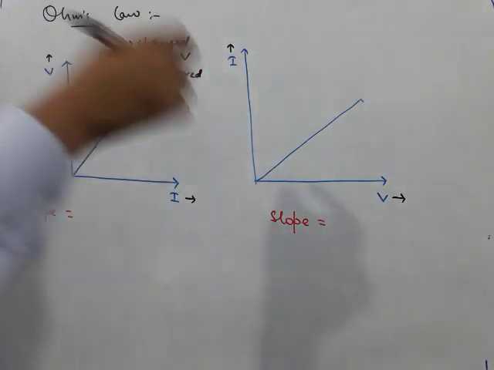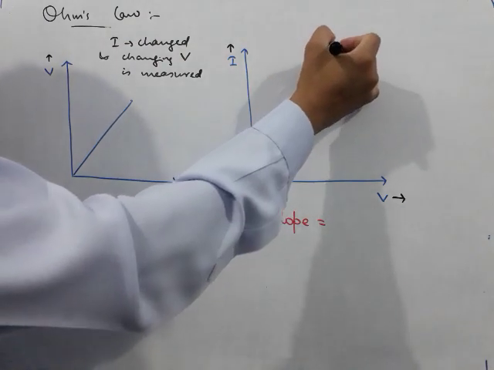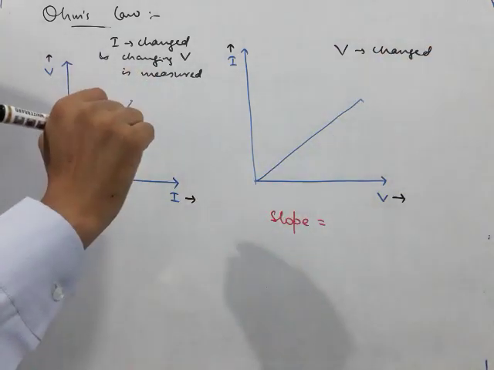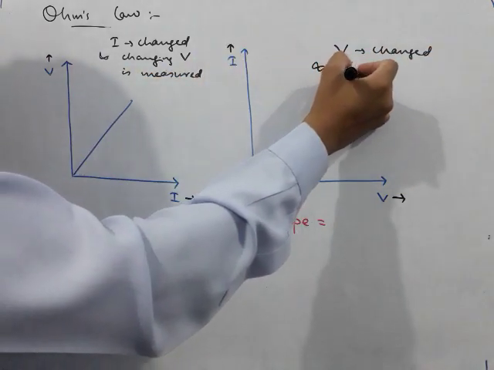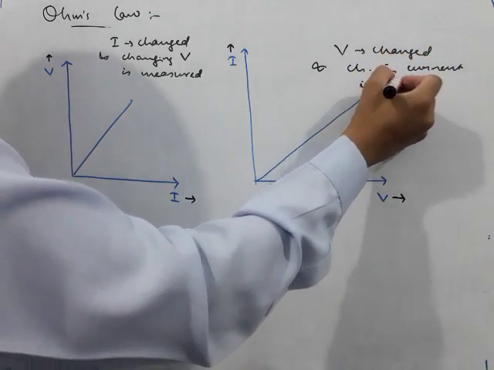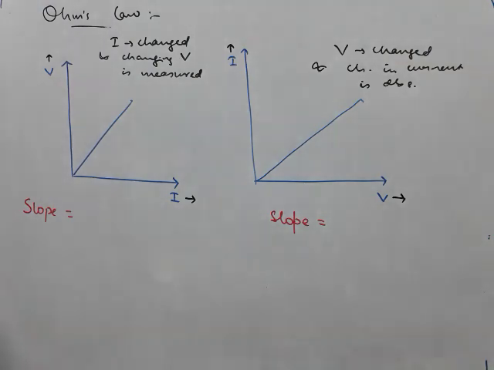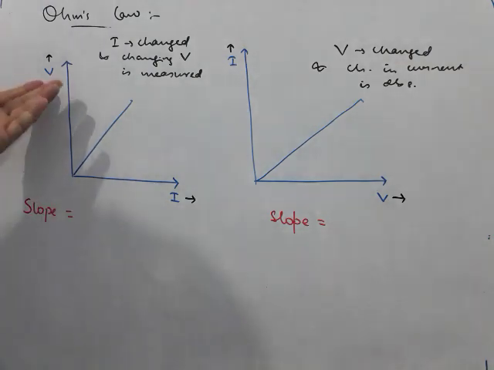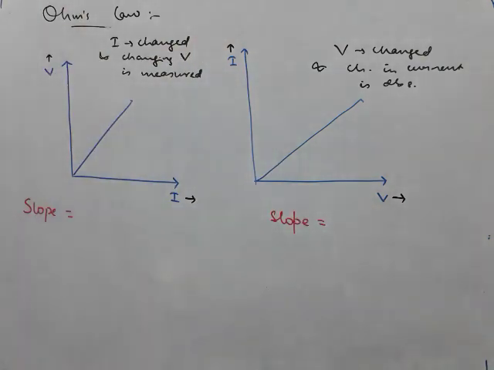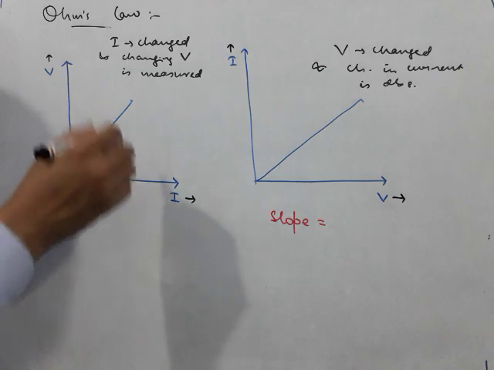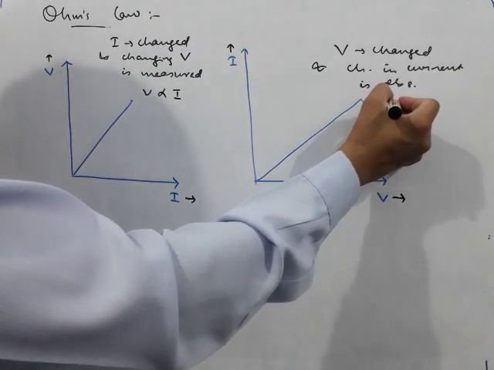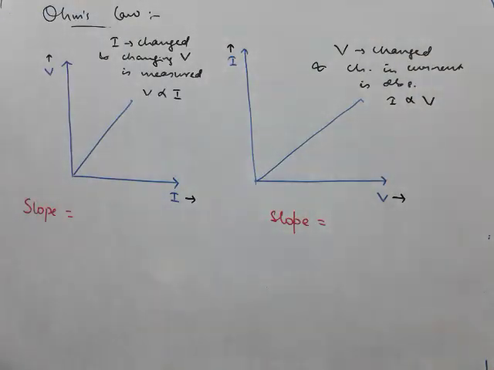Here it is the opposite thing. Here voltage is changed. We change the voltage or the potential difference, and change in current is observed. Here we change current, because of which voltage changes. Here we change voltage or potential difference, because of which current changes. So here we say V depends upon I, and here we say I depends upon V.